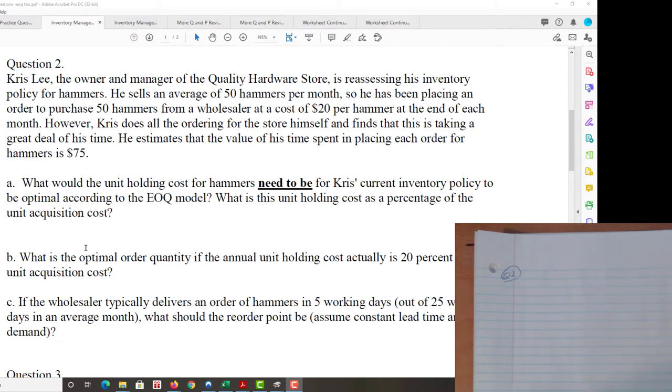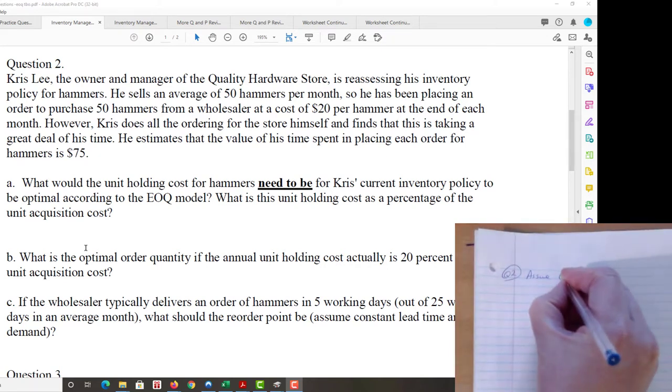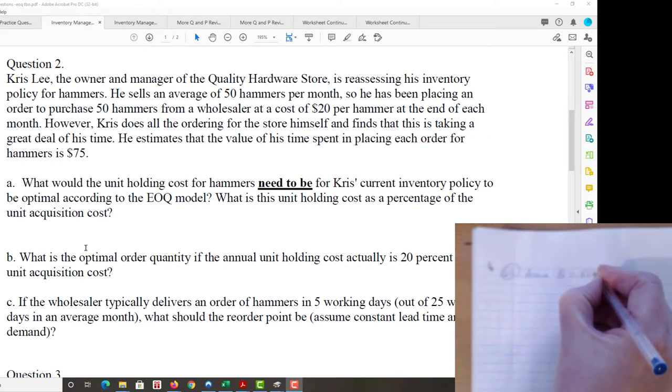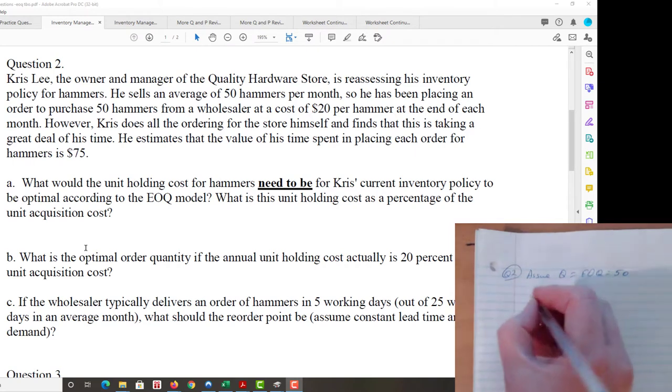So what would the unit holding cost for hammers need to be, underlined and bolded for a reason, for Chris's current inventory policy to be optimal according to the EOQ model? That means we are going to assume that his order size Q is the EOQ, which equals 50 hammers a month. This is an assumption. I am in no way saying that the EOQ is 50, but let's assume that it is for the purposes of this exercise.